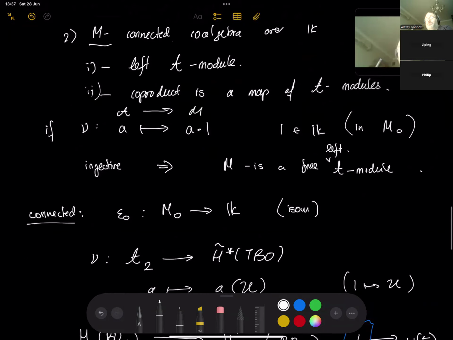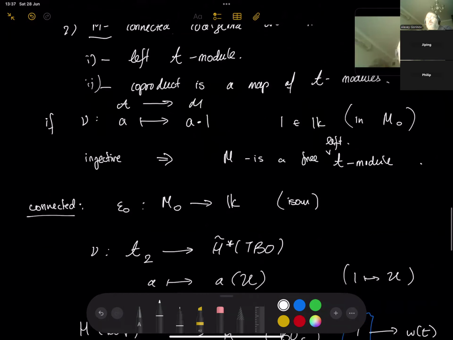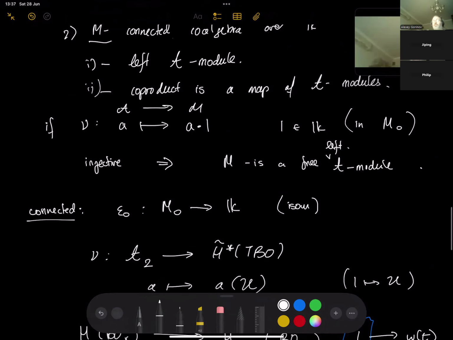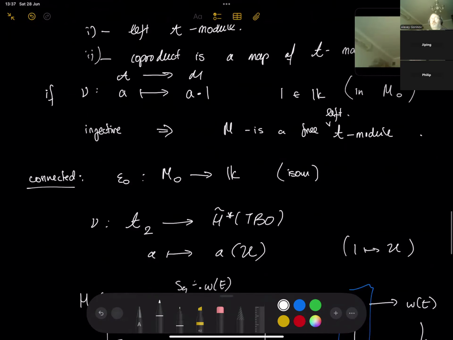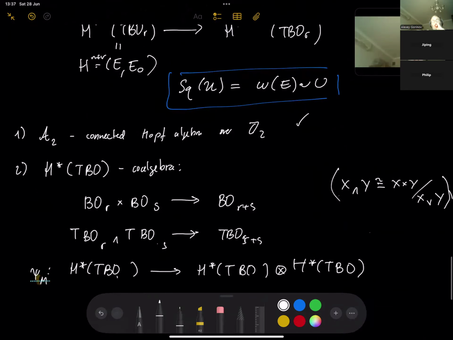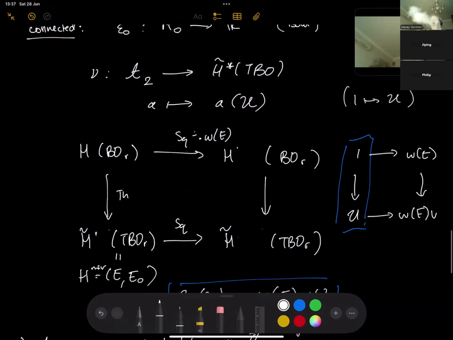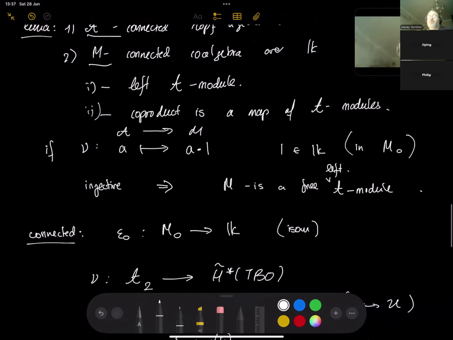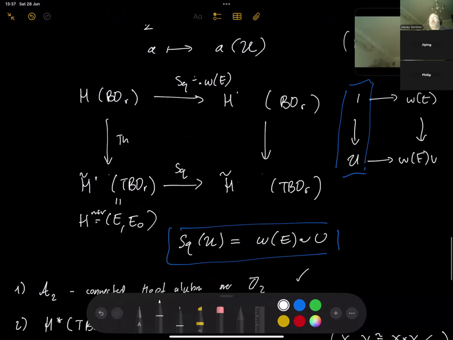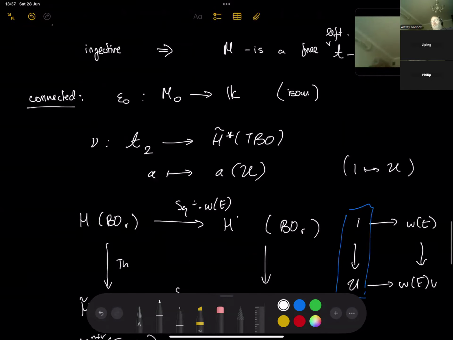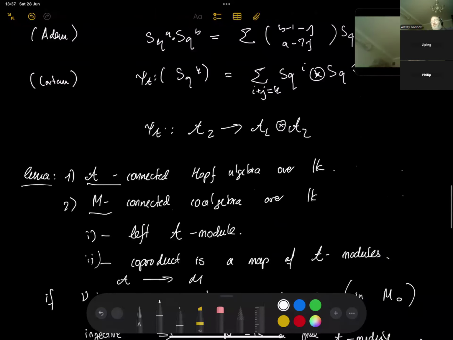Well, we also then need that it's a left A module and its co-product is a map of A modules. So it's a left A module by the action of the Steenrod squares. Does this make sense? So here is one of the actions. You take SQ and you evaluate it on the cohomology class using the formulas that were defined previously.